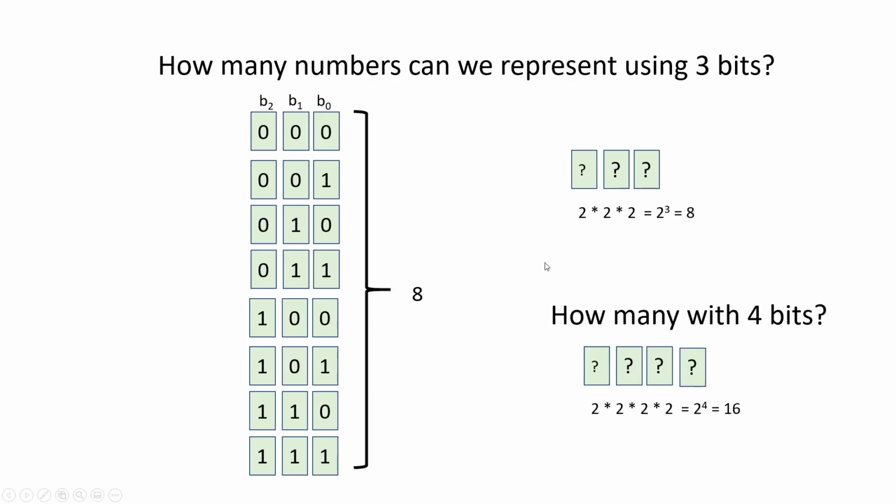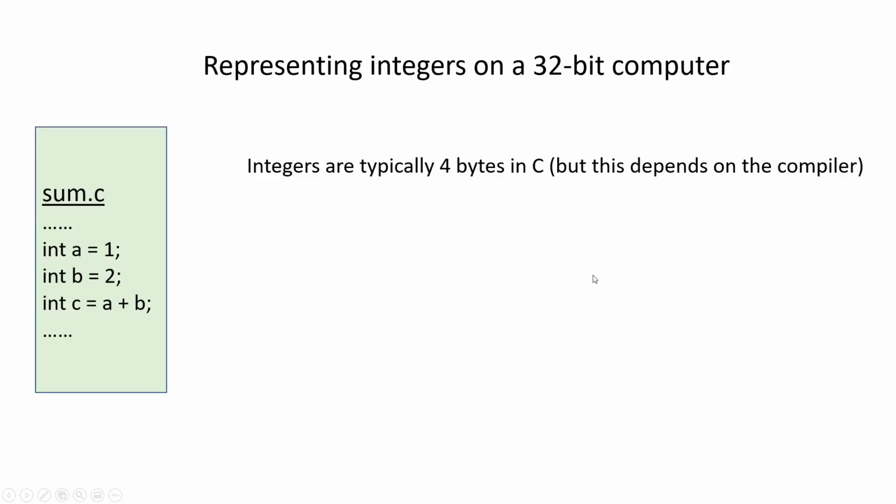So how many numbers can I represent using 4 bits? Again, 2 times 2 times 2 times 2, or 2 to the 4th gives me 16 different possibilities. Okay, now when we represent an integer on a 32-bit computer, like we were doing in the program sum.c, I've got int a right here. Let's take a look at that one.